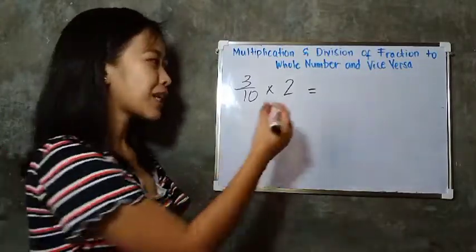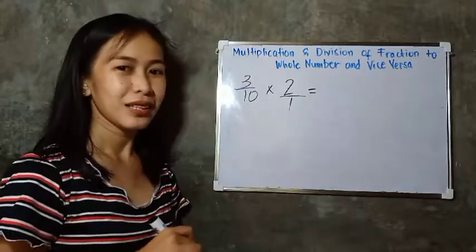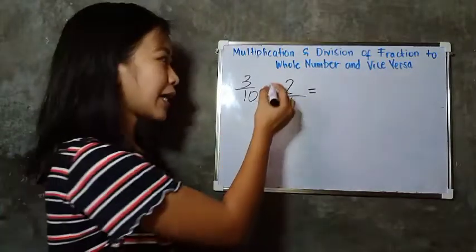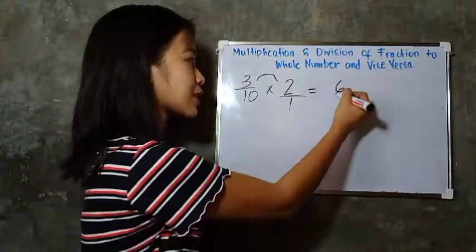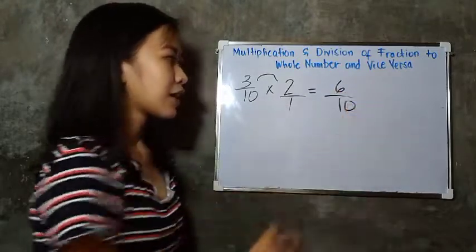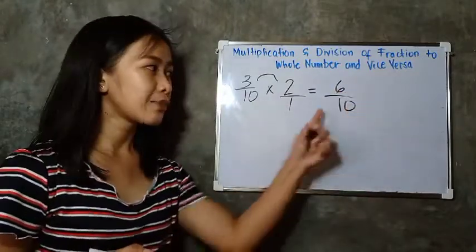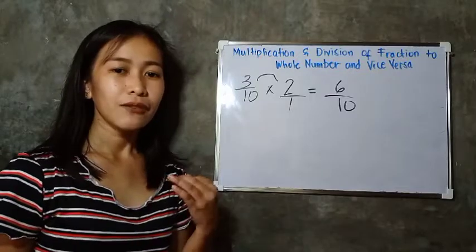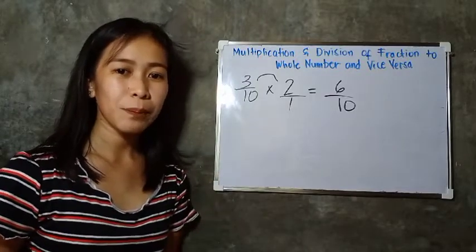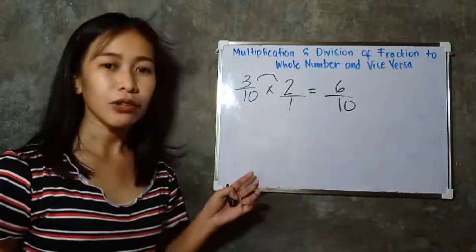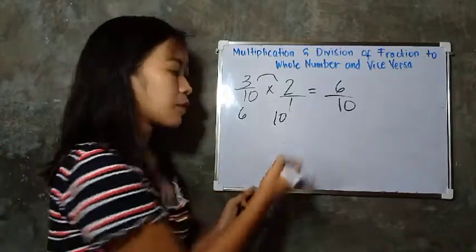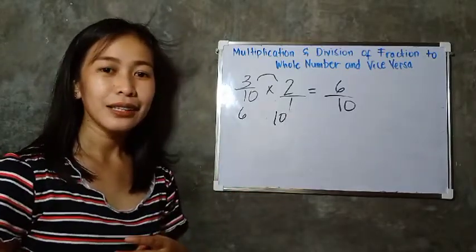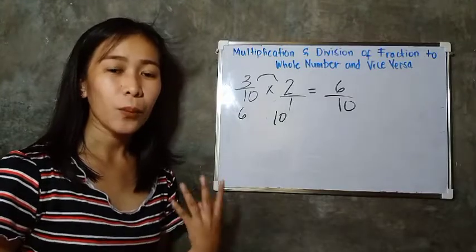Okay? Of course, same process. Lagay lang over 1. Diba? And then, multiply. 3 times 2 is 6 over 10. And then, as you can see, we have 6 over 10. Right? Then, what are we going to do is, of course, to simplify. Ilista natin yung factor ni 6 tsaka ni 10 para mahanap natin ang GCF or the greatest common factor.